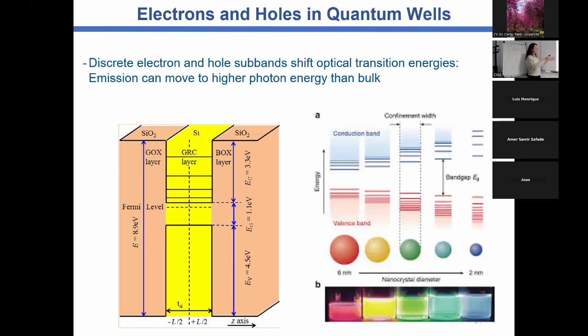So if the confinement distance is lower, the energy will be higher, and the optical transitions will be higher. For instance, here, for the small nanoparticle, the gap between the excitation and the conduction band is higher than for a nanoparticle that has a larger diameter.